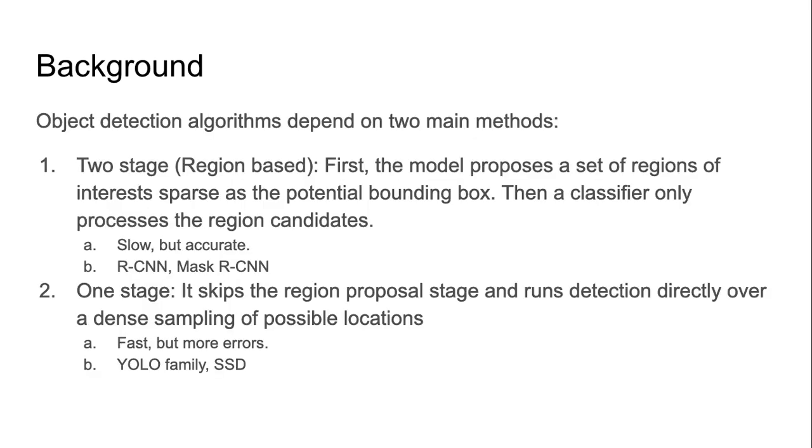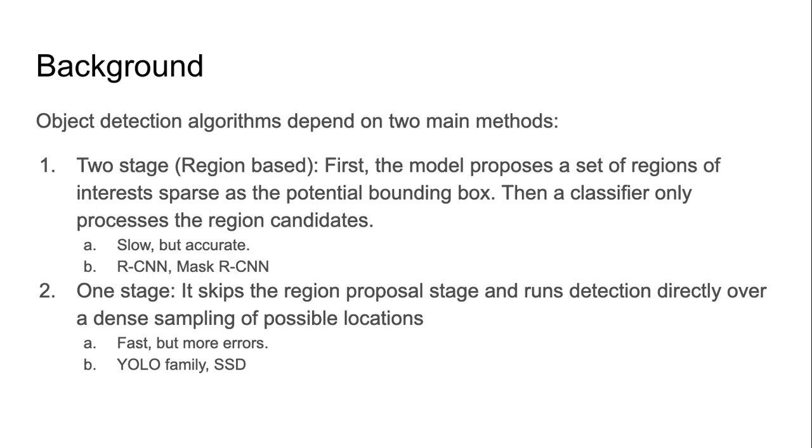The object detection algorithm has two main methods. First one is two-stage, which is also called region-based. It first calculates regions of bounding box. So it's like the candidate of the size of the object, and then a classifier is used to detect within each bounding box to know which object it belongs to. It is slow, but it's very accurate. The popular models contain RCNN and mask RCNN.